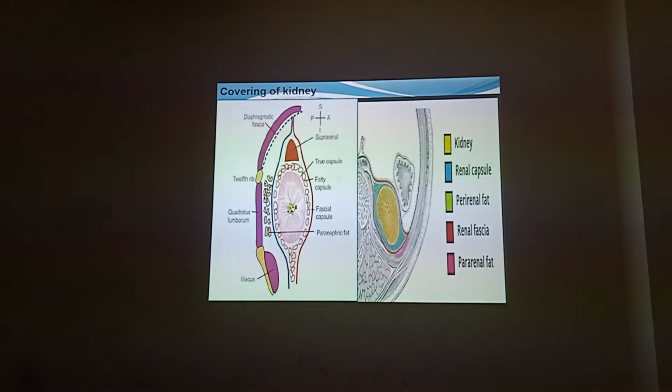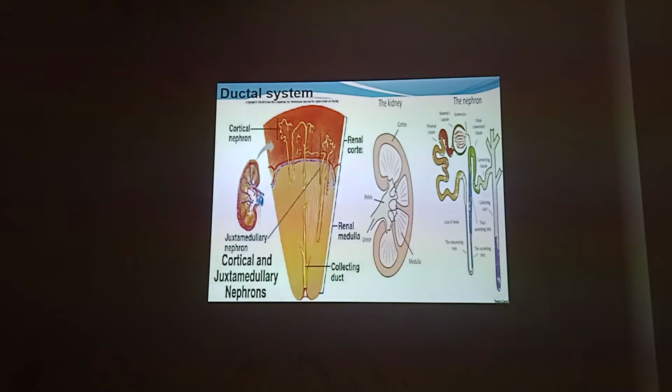Very important viva question. Why does nephroptosis occur? Because it is due to melting, due to the pararenal fat being used up by the body with the starvation. This will lead to descent of kidney. Now come to ductal system.